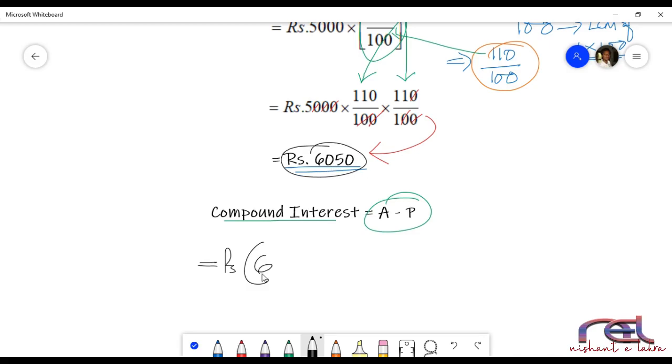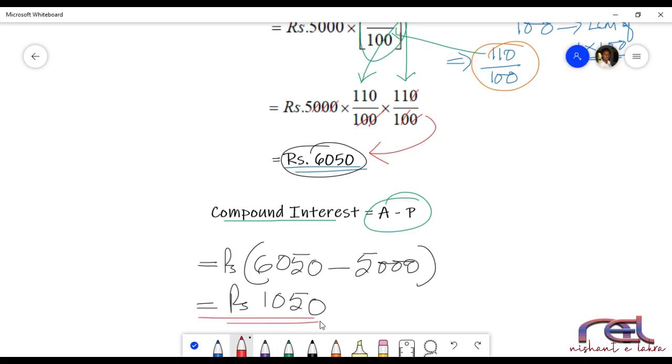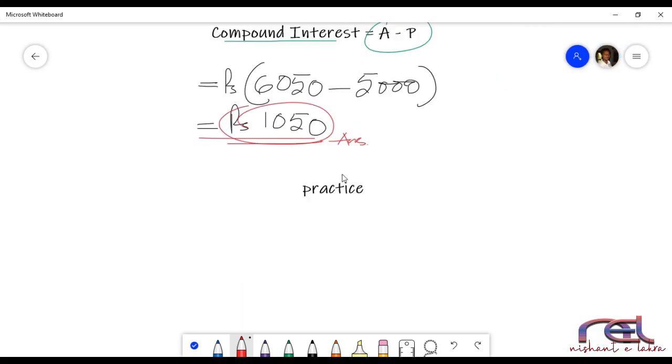We'll replace the values. Amount is 6,050 that we found a while ago, and principal is 5,000. So we subtract 5,000 from 6,050, and when we subtract it, the value that we get is rupees 1,050. So rupees 1,050 is the compound interest, and 6,050 is the amount.